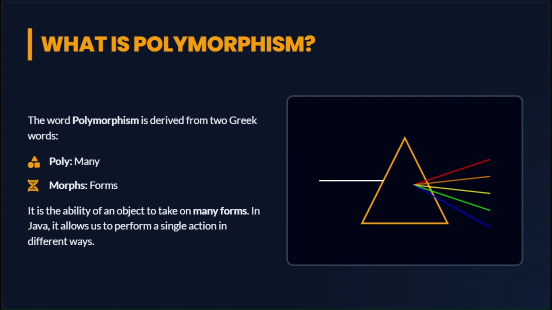First, let's break down the word. It sounds complex, but it comes from two simple Greek roots: poly, meaning many, and morphs, meaning forms. In the world of Java, polymorphism is the ability of an object to take many forms. It allows us to define one action like move or draw and execute it in different ways depending on the object that is performing it. It's all about providing a consistent interface for different underlying implementations.